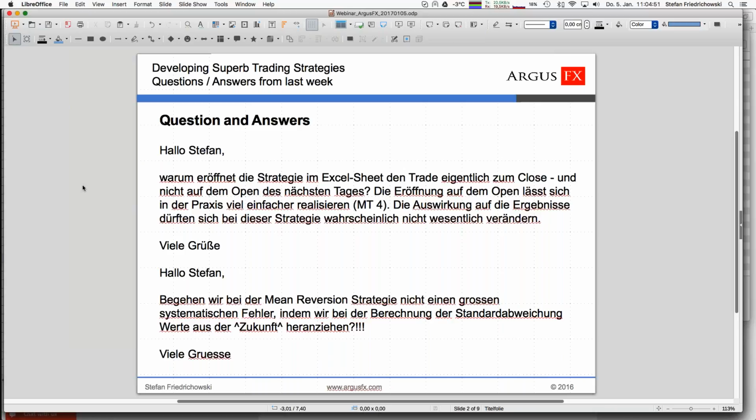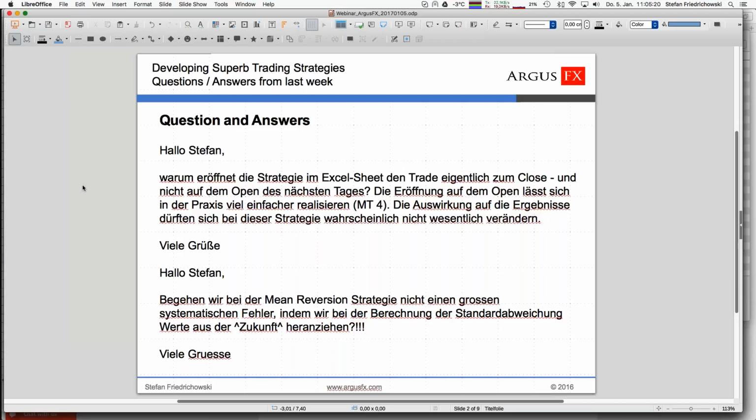There was one question regarding the opening of a trade. Within all the Excel sheets I have presented during the last webinars, I opened all the trades at the close of, let's say, the today candle. The question is simply what might happen if we open the trade at the open of the next candle.